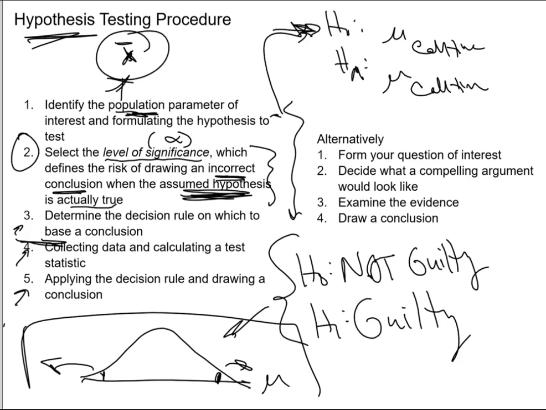And so once we've got our data, then it's just a matter of taking that data and applying the decision rule to it, and figuring out whether you have been convinced that the null is not correct, or whether the data convinces you that the alternative is correct. So an alternative way that I've seen this procedure stated: form your question, decide what a compelling argument is, look at evidence, draw a conclusion. That seems like a good form of critical thinking.